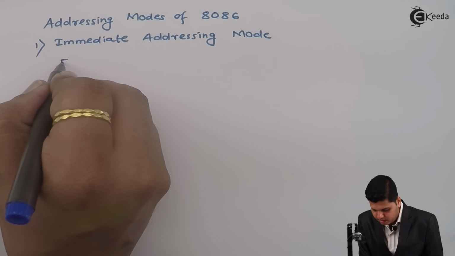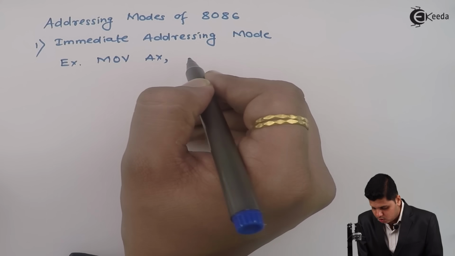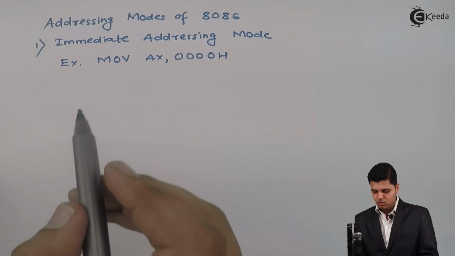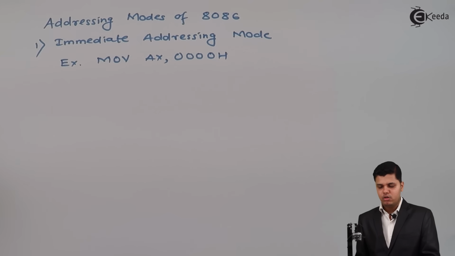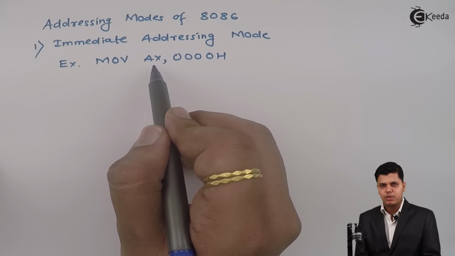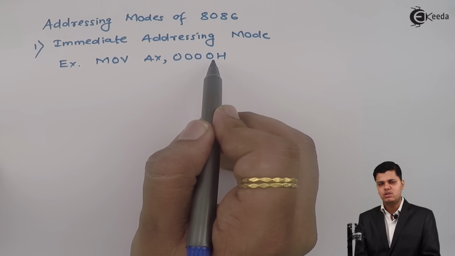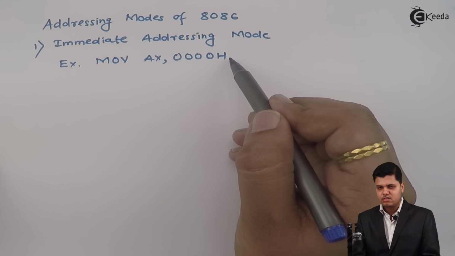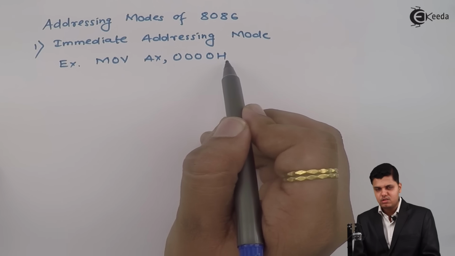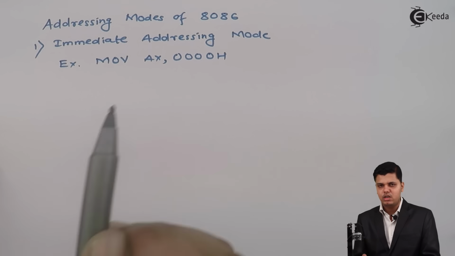For example, we can take MOV AX, 0000H. MOV is our opcode. MOV stands for moving the contents. AX is one of the operands, which is the destination in our case, and 0000 is our second operand, which is the source, and H stands for a hexadecimal value. In this case, the second operand is immediately available after the instruction. So that's why it is an immediate addressing mode.